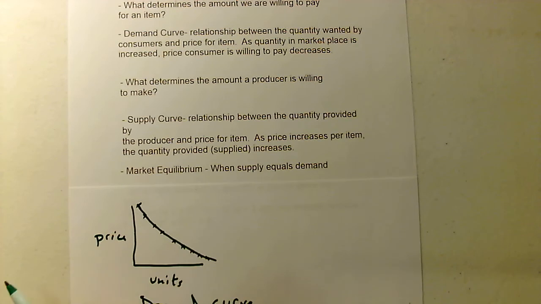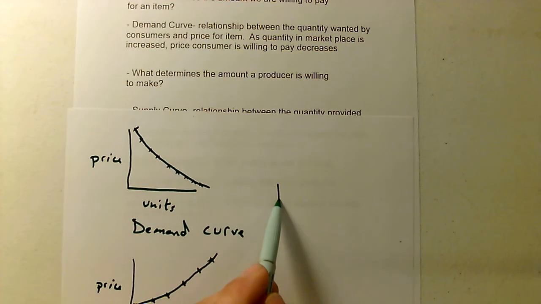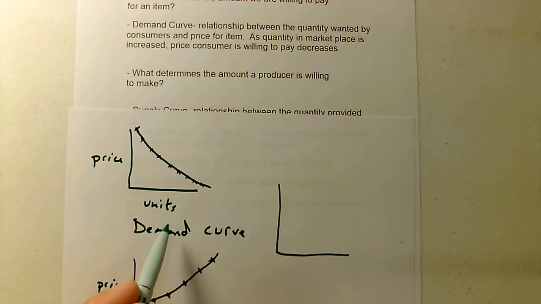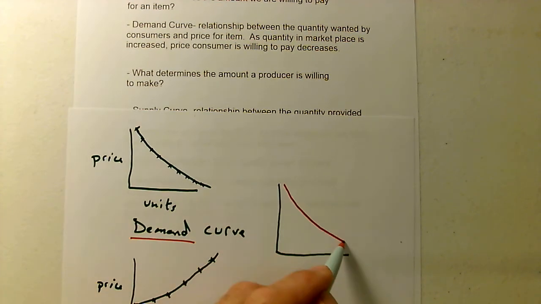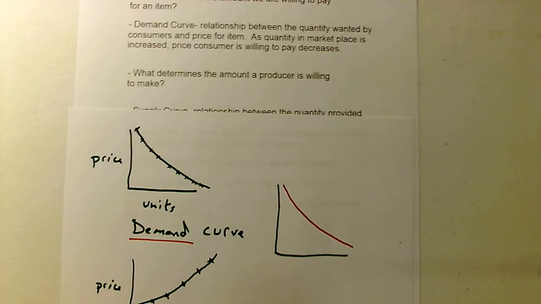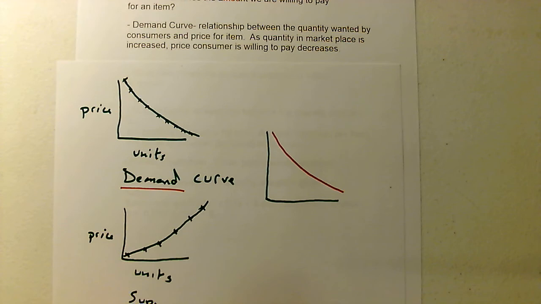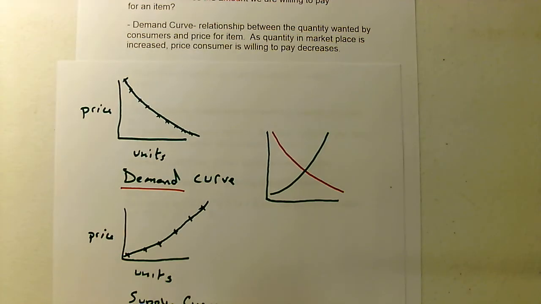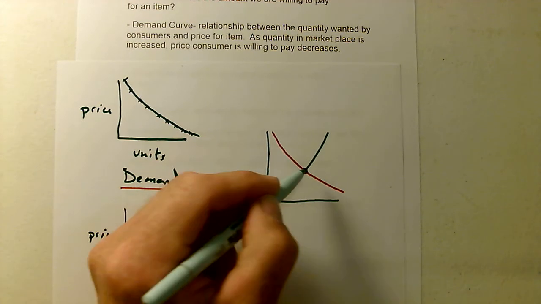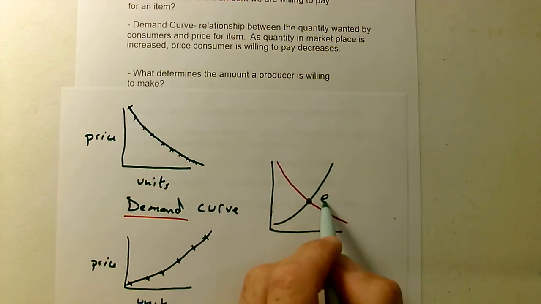Alright, so market equilibrium. If I were to take these two curves, so if I take this demand curve, maybe we'll get a different color here, and we'll put the demand curve in red. Now if I take my supply curve in this fashion, we see that the two graphs will at some point intersect. We don't know exactly where that's going to be, but when the demand curve and the supply curve intersect, it's a very important point. It's called the equilibrium.